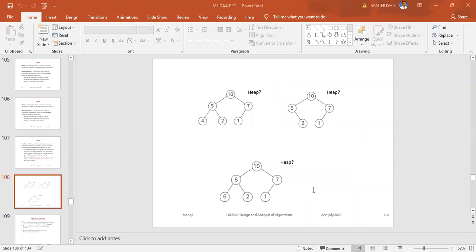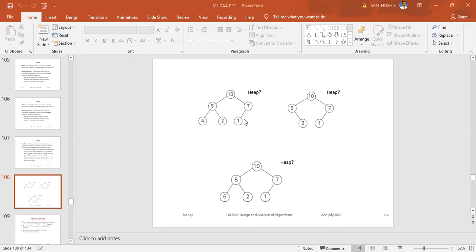Now come to the next check, which is whether these are heaps. Here you can see level 0, level 1, level 2. Level 0 has 2 children, level 1 has 2 children. So this is level 2, the last level you have. Under the last level, one rightmost leaf is missing. So that is the shape property you have.